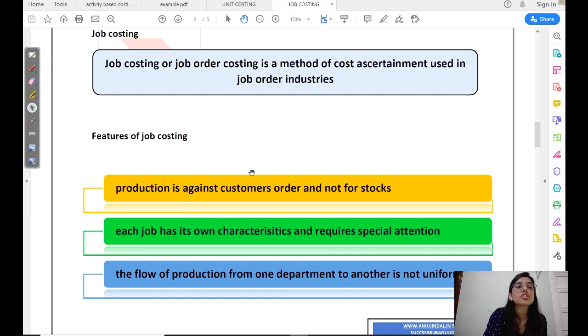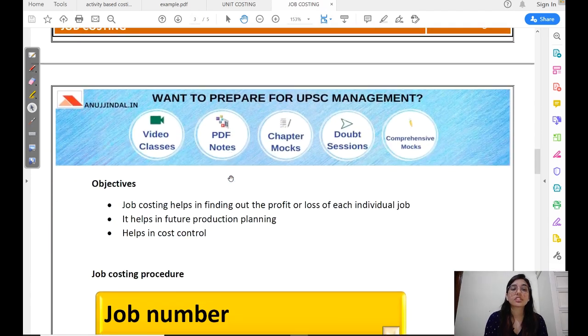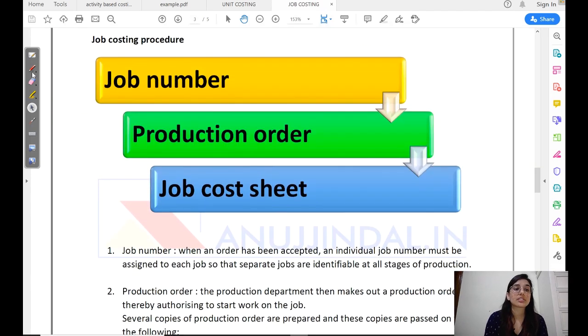Now there are certain features of job costing. What are these features? Here the production is done against the customer order and not for the stocks. This we have discussed. Now each job has its own characteristic because every customer needs a different thing and will give you an order according to his need. Therefore, every job requires special attention. Lastly, the flow of production from one department to another is not uniform, because every order is different and hence the flow of production of every order is also different, right? So you can associate job costing or job order industries with customization.